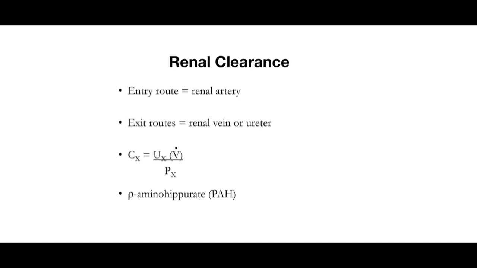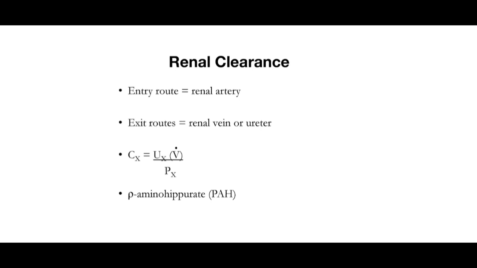That concentration is going to be equal to whatever the concentration is in the urine times the urine flow rate, divided by the concentration that you're going to find in the artery. It's the plasma concentration. So in this case, your clearance of X is going to be your urine concentration times your flow rate divided by your plasma concentration. This is how it's denoted in the Boron book. So it's a little different than how we would normally write it.